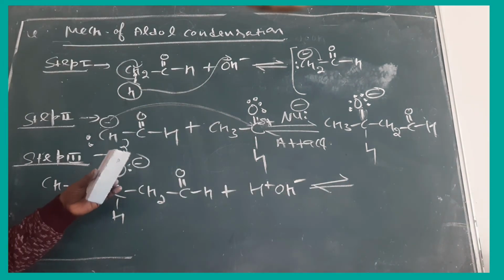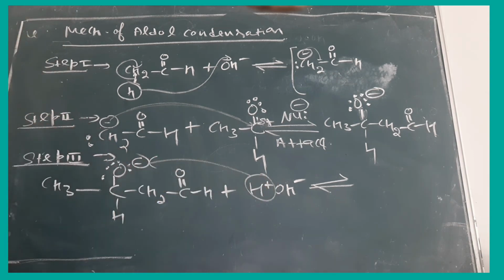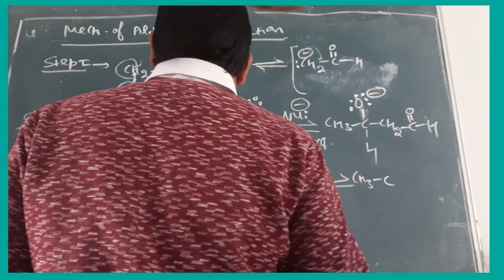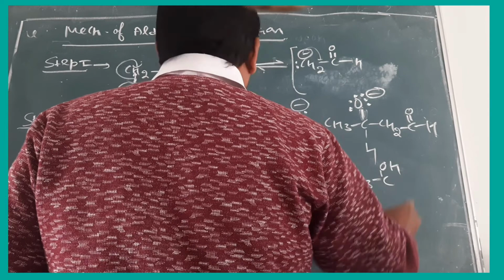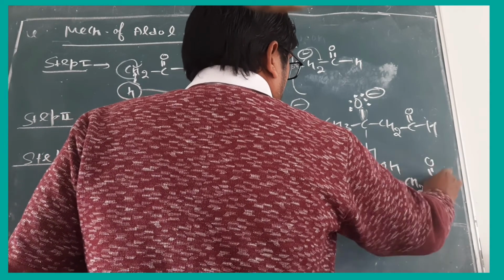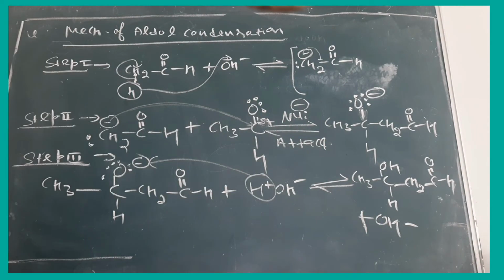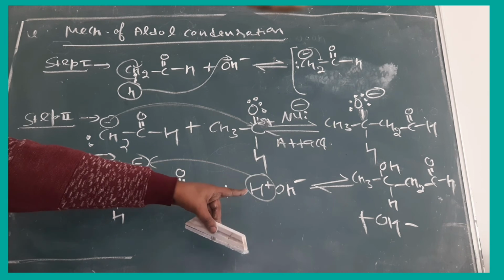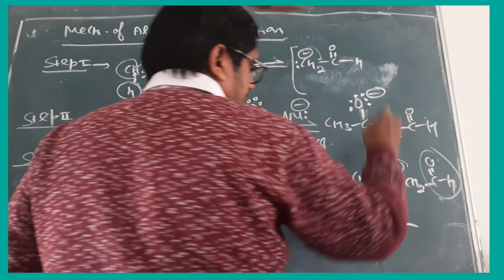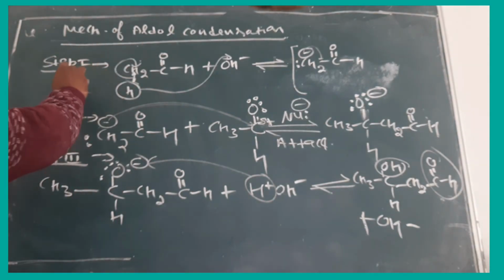You just see all of you. Obviously, this H positive will go to this O negative. Then the product will be CH3, then COH, H, CH2, COH plus OH negative. Clear? Now OH negative as it is, we got it. Now see, one OH is there and one COH is there. Aldol we have made.